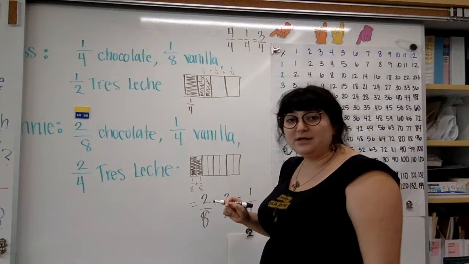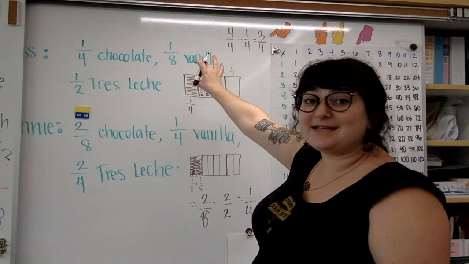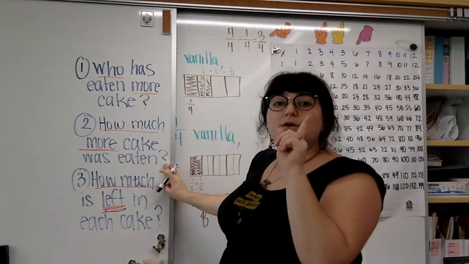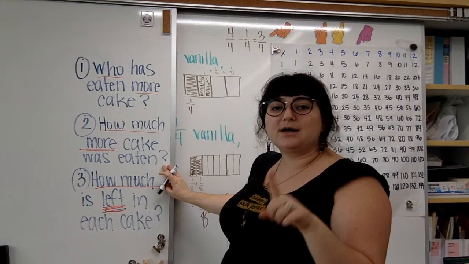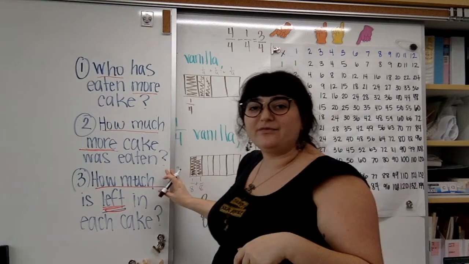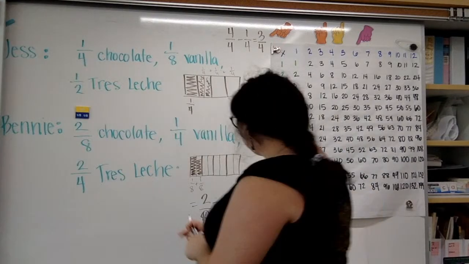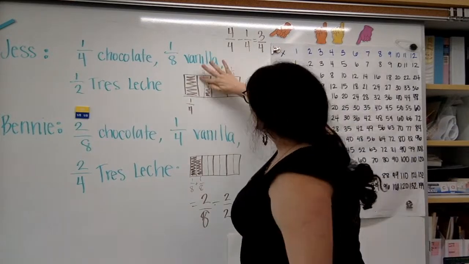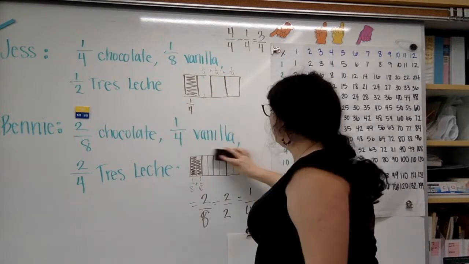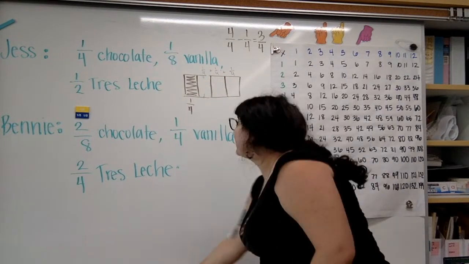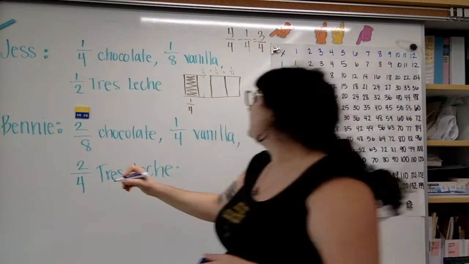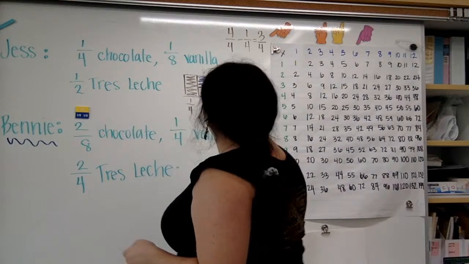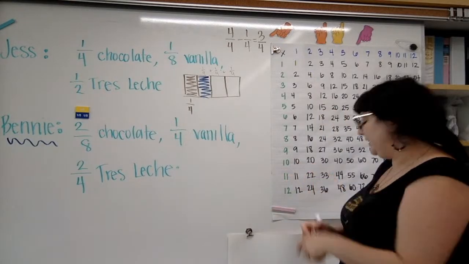Now that is something I'm keeping in the back of my head because I still need to figure out my first question. Who has eaten more cake? Let's keep moving. And you know what? I'm going to make Benny's eaten pieces. I'm going to keep this up. And I'm going to show the part that Benny ate in this darker blue marker. Okay, so we know that Benny ate that much as well. Okay, so that's our chocolate.